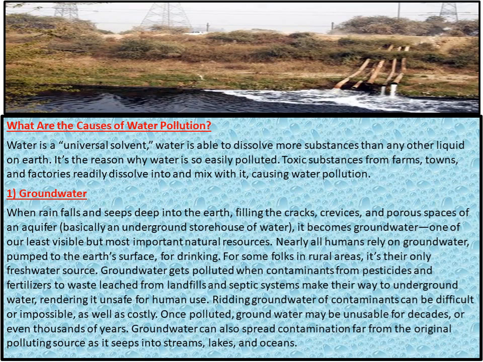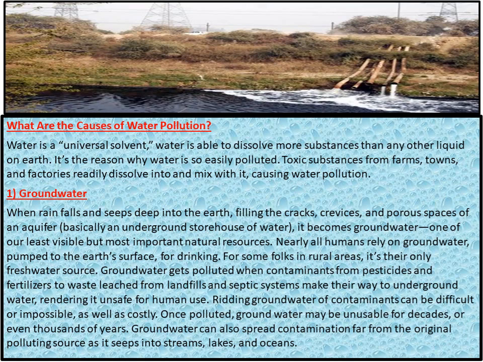Now, the first is groundwater pollution. When rain falls and seeps deep into the earth, filling the cracks, crevices, and porous spaces of an aquifer, basically an underground storehouse of water, it becomes groundwater, one of our least visible but most important natural resources. Nearly all humans rely on groundwater pumped to the earth's surface for drinking. For some folks in rural areas, it's their only freshwater source.